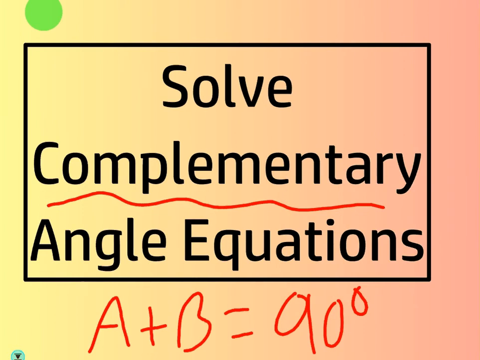Today we're going to be solving complementary angle equations. Now the word complementary, if you can remember, means that two angles add up to give you 90 degrees. So in other words, A plus B must be equal to 90. Keep that in mind as we're solving these equations.